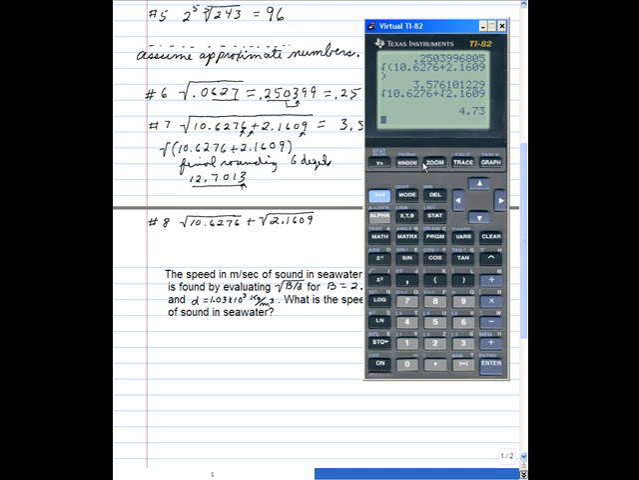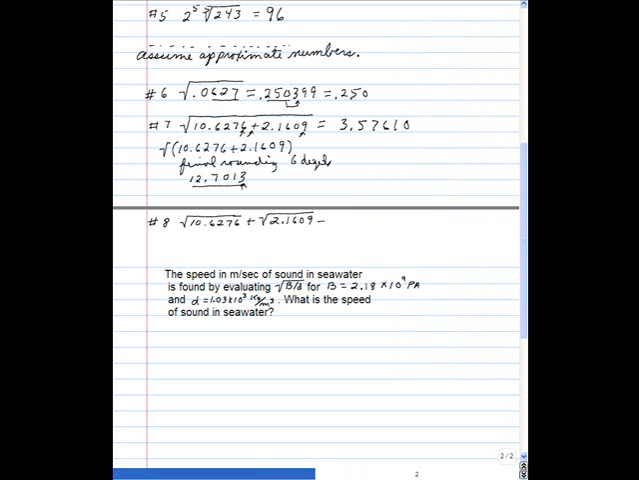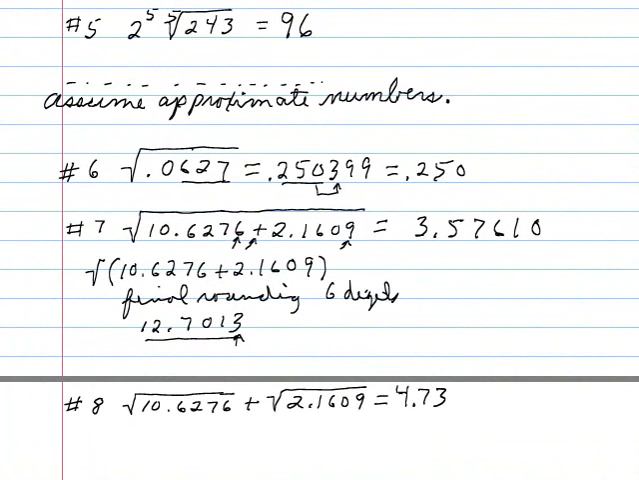Now, how many digits do we get? Well, that's kind of tough. We get 6 digits on this answer, and we get 6 digits on this answer, but we don't even have 6 digits. We only have 3. So the most we can keep here is 3. So we'll just say equals 4.73. Okay, let's go down now and do a word problem.